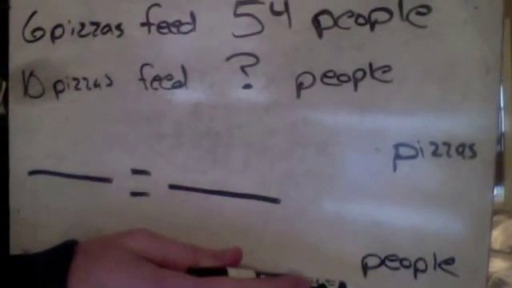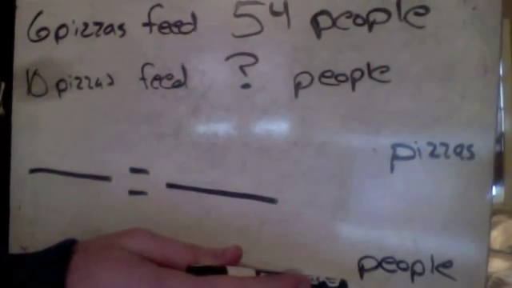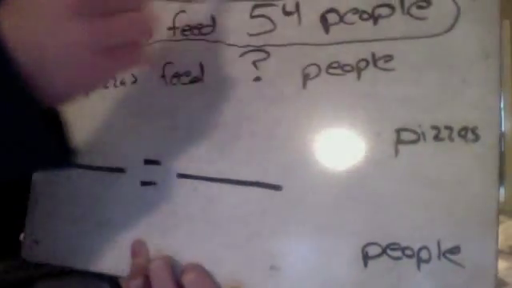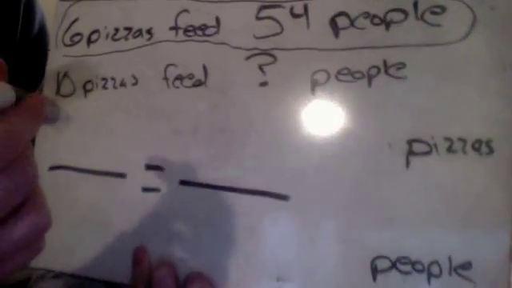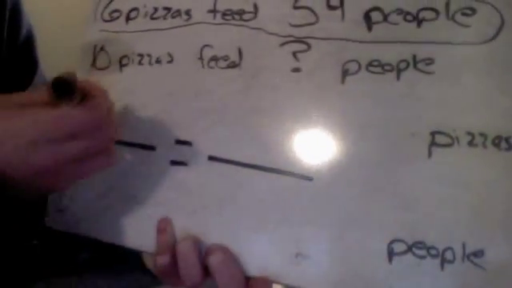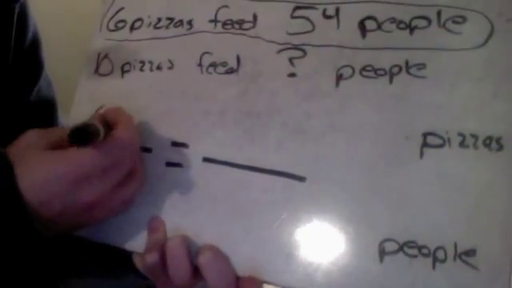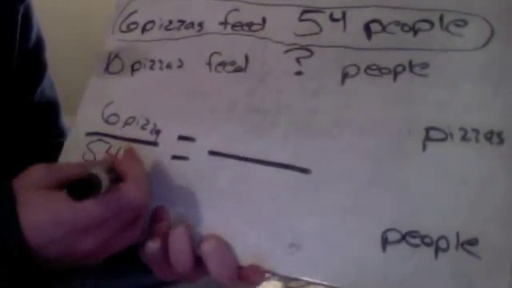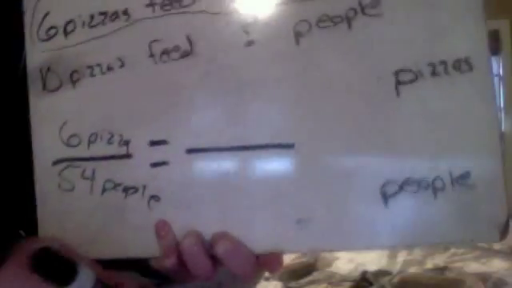Okay. Next thing I need to understand is that we've got a complete ratio right here. We know that 6 pizzas feed 54 people. So right here I'm going to put 6 pizzas, and then I'm going to put my 54 people right here.